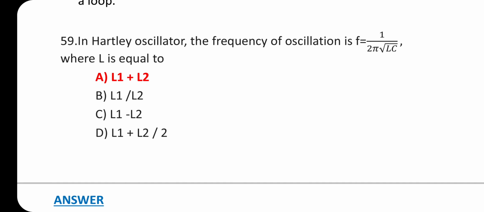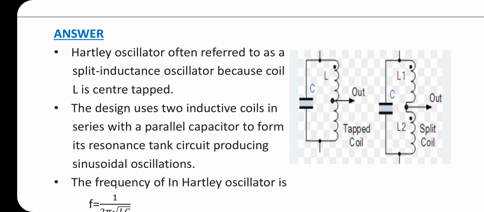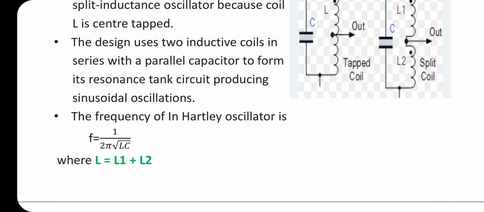59. In Hartley oscillator, the frequency of oscillation f equals 1 by 2 pi root LC, where L is equal to? Answer is option A, L1 plus L2. Hartley oscillator is often referred to as a split inductance oscillator because the coil L is center tapped. The design uses two inductive coils in series with a parallel capacitor to form its resonant tank circuit, producing sinusoidal oscillations.